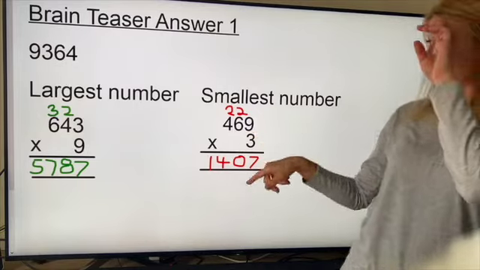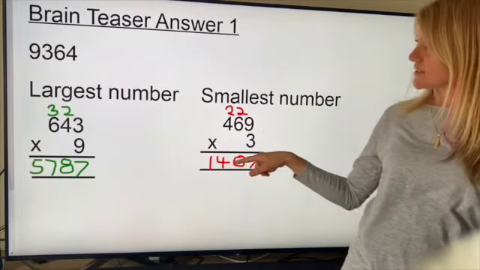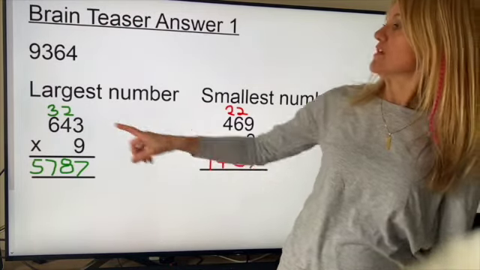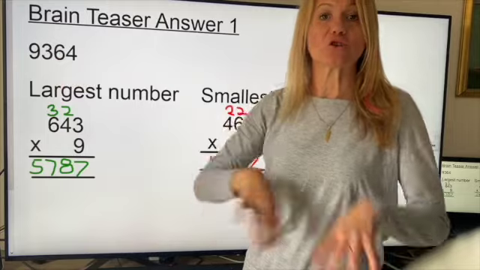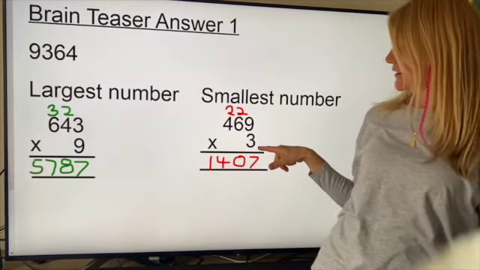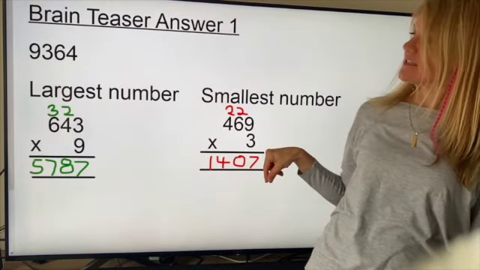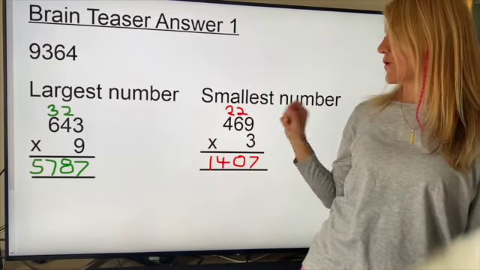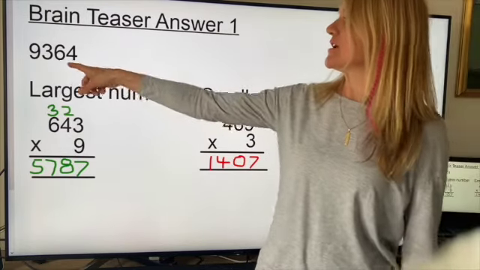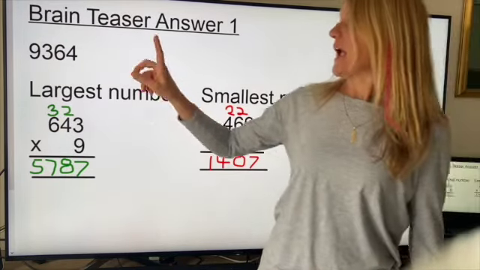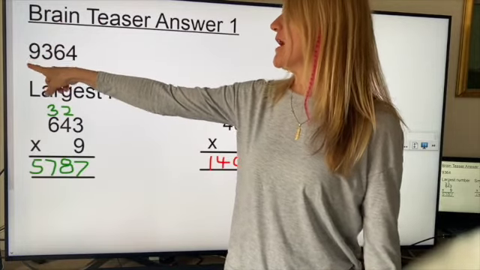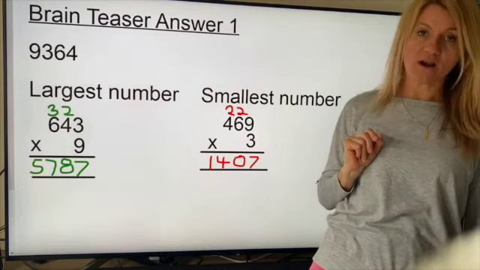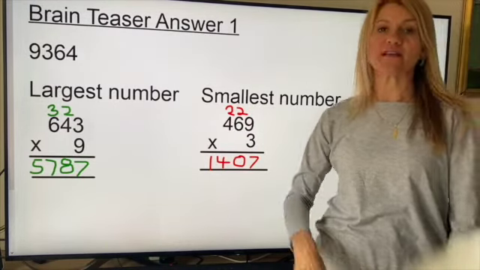And you do exactly the opposite to get the smallest possible answer. So you use the smallest possible number, the 3, as your multiplier. Okay, then the next smallest number, 4, you put in your highest value column, 400. The next smallest number you put in your tens column, and the very largest number you put in the ones column to make the smallest number.